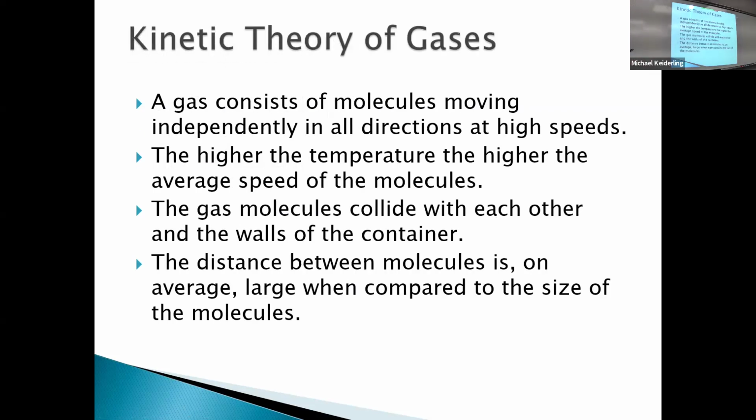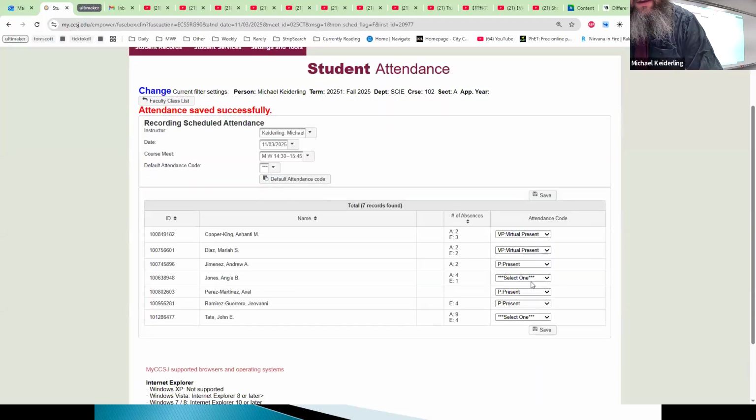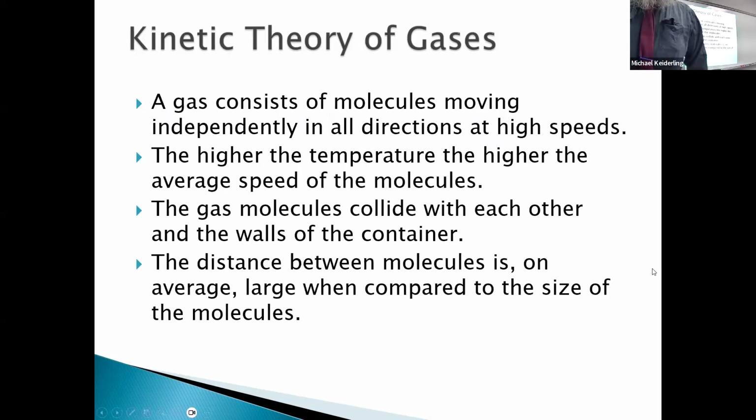Okay, so we were talking about the kinetic theory of gases. Gas consists of molecules that are moving at high speed independently in all directions, and the higher the temperature, the higher the average speed of the molecules. Gas molecules will collide with each other and the walls of their container. And the distance between molecules in a gas is on average big when compared to the size of the molecules.